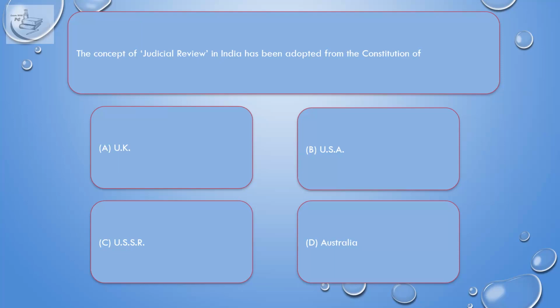Question: the concept of judicial review in India has been adopted from the Constitution of A. UK, B. USA, C. USSR, D. Australia. Correct answer is B. USA.